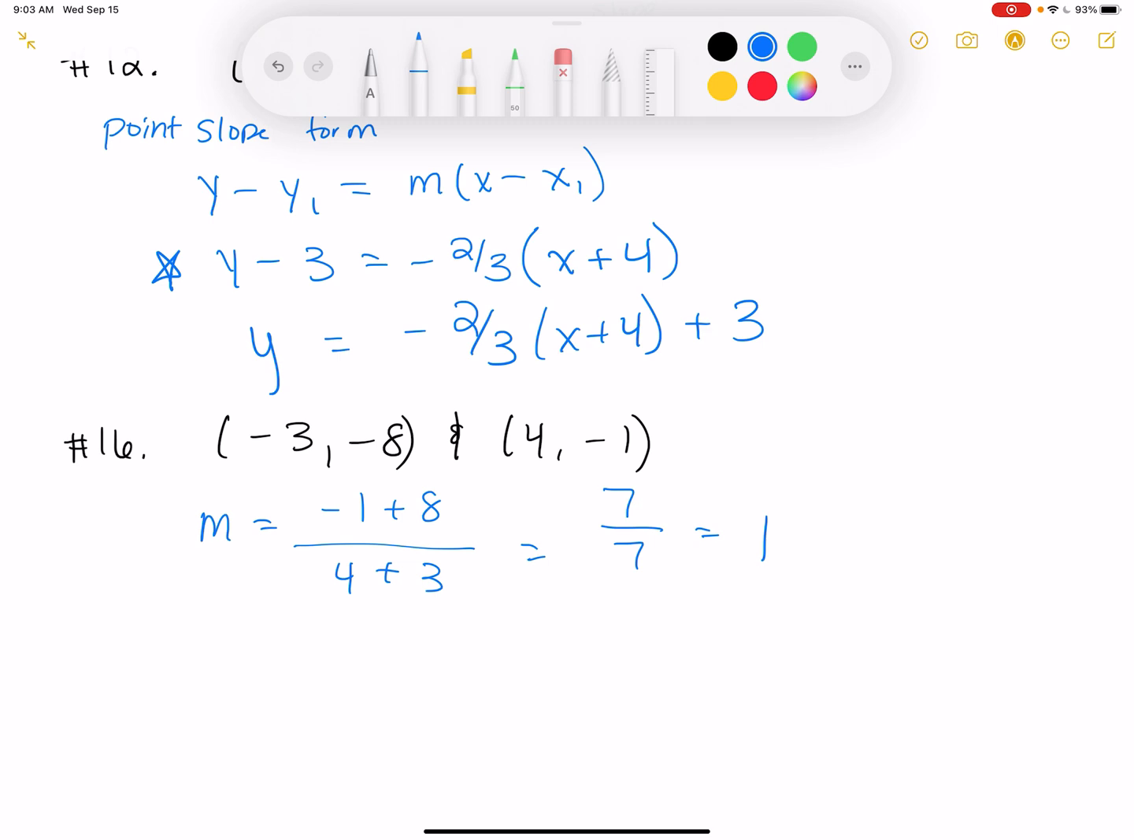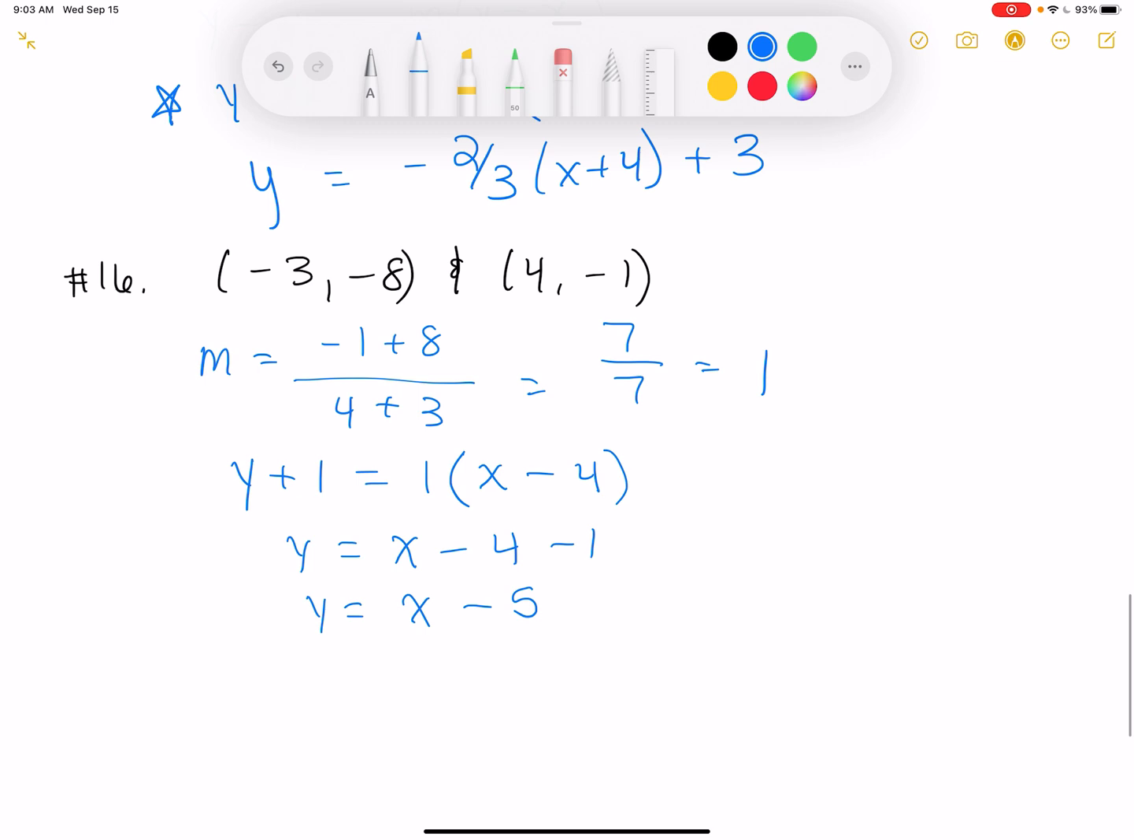So now I'm going to use point slope form. It does not matter which point I choose. Do you guys have a preference? 4, -1. All right. So y minus negative, so plus 1, is equal to 1 times x minus 4. So y is equal to x minus 4 minus 1. Y is equal to x minus 5.